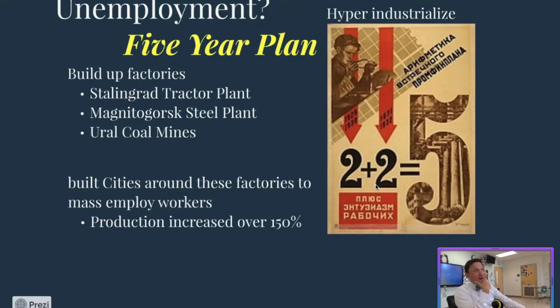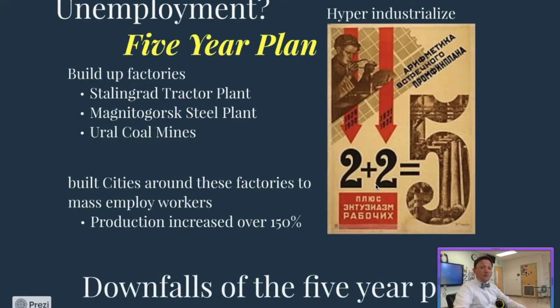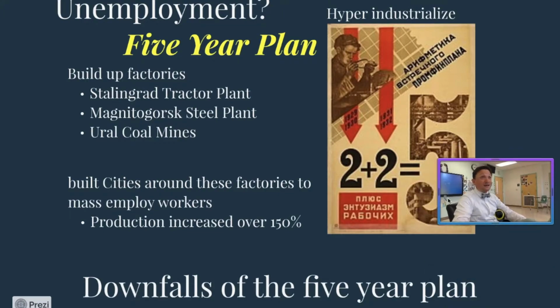But the big thing about it is he wanted to mass employ workers, and yes, it's going to increase production to over 150%, but the downfall of the 5-year plan is you still had famine on your hands, and you were still executing kulaks, and you also were creating just a huge working class that was then going to, again, need to be propped up by the socialist government, right? So that right there is the 5-year plan under Stalin.